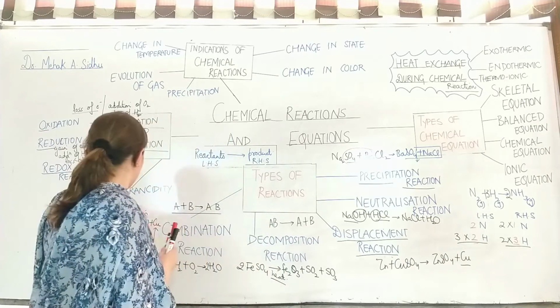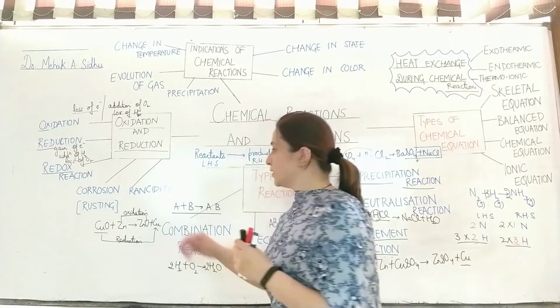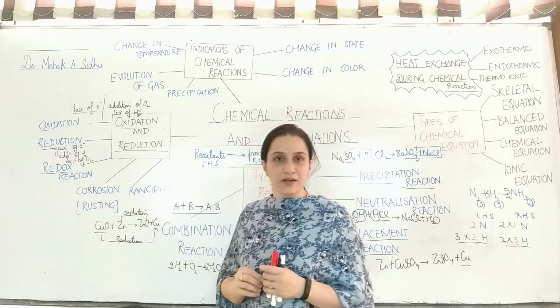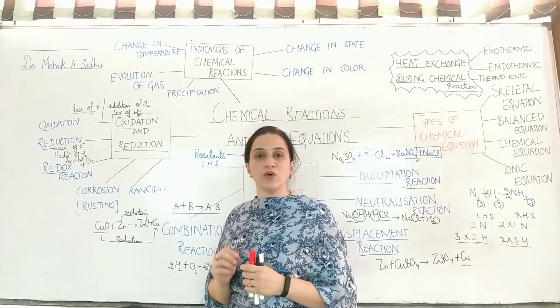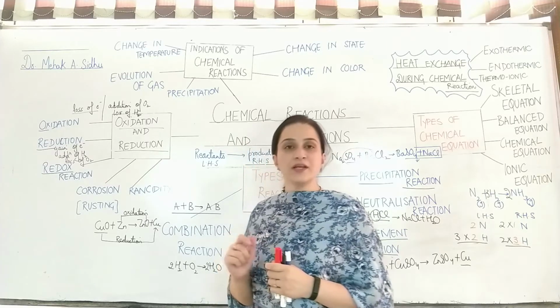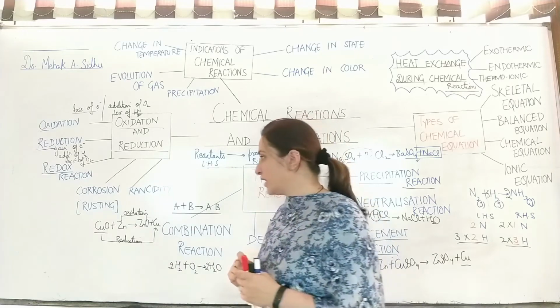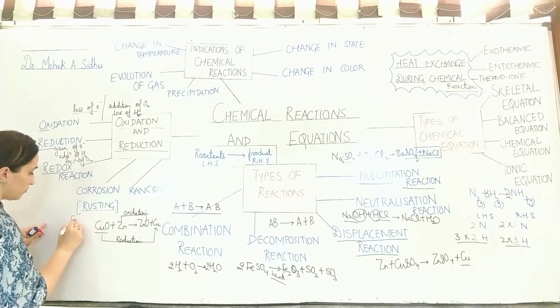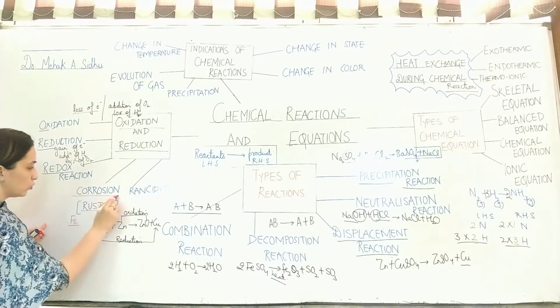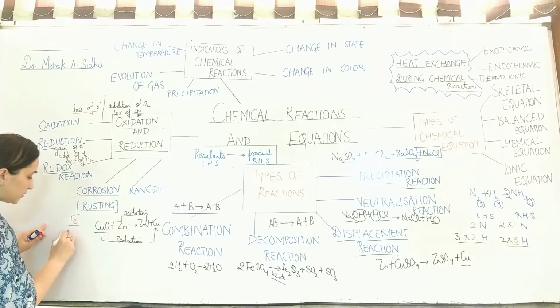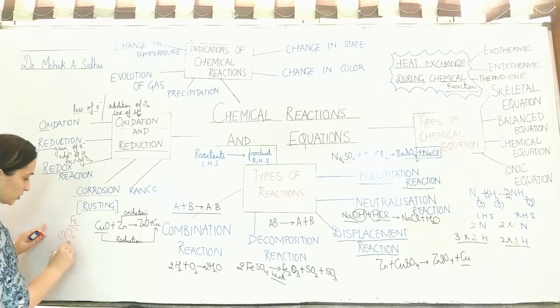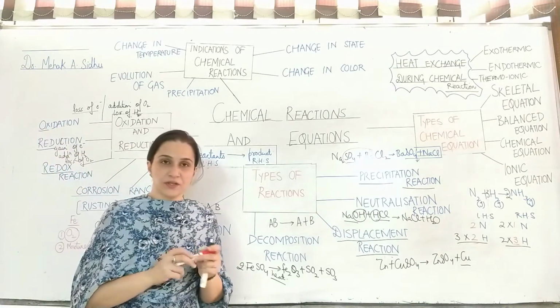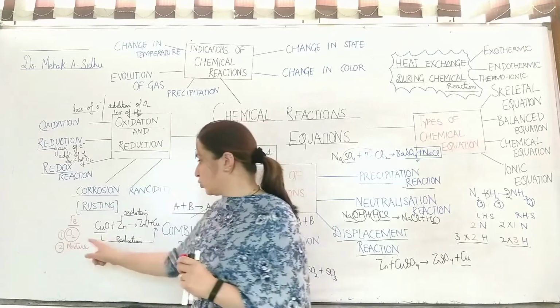Okay. Now coming to another topic, that is corrosion and rancidity. Corrosion is eating away of metal in the presence of air and moisture. I am repeating, eating away of metal in the presence of air and moisture is known as corrosion. Rusting occurs only in the case of iron. There are two conditions for corrosion or rusting: the presence of air, that is oxygen gas, and the presence of moisture. These are the two necessary conditions for corrosion.